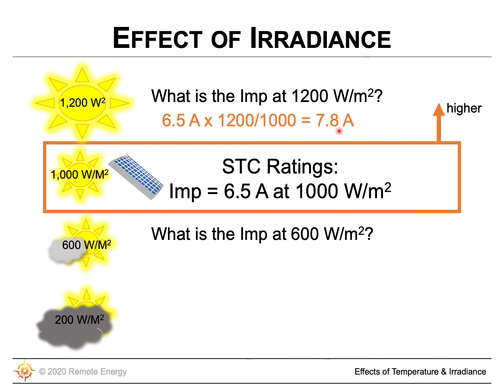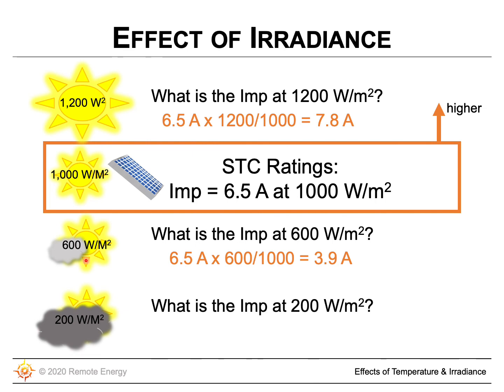The opposite is true. If we only have 600 watts per meter squared, the question is, what is the IMP at 600 watts per meter squared? Or what is our maximum power current at 600 watts per meter squared when we have some clouds or it's later in the day? So we do the same math. We take the 6.5 amps, we multiply it by the ratio. We put 600 watts per meter squared, we divide that by 1,000 watts per meter squared, and that equation comes out to 3.9 amps.